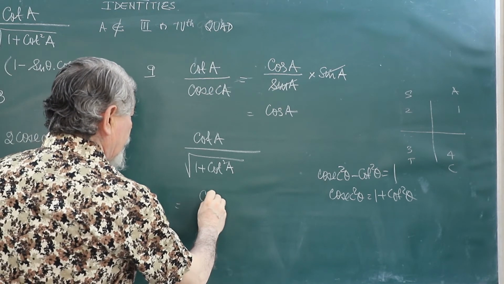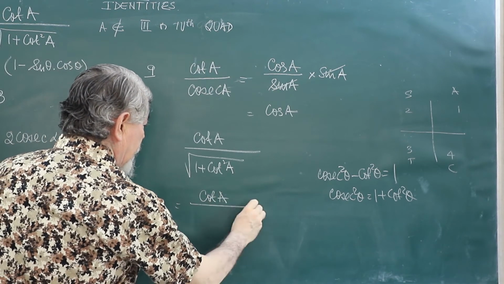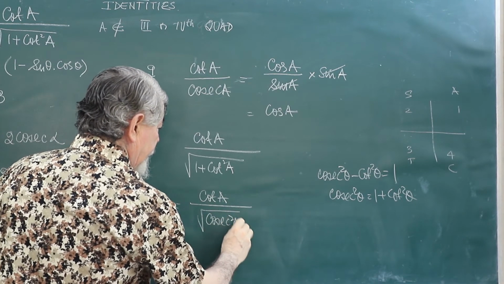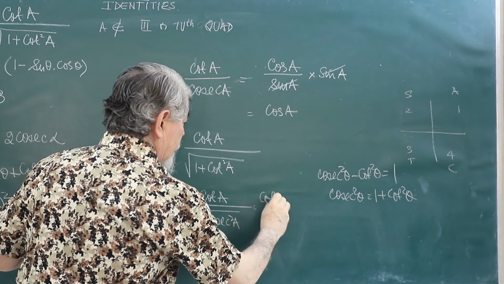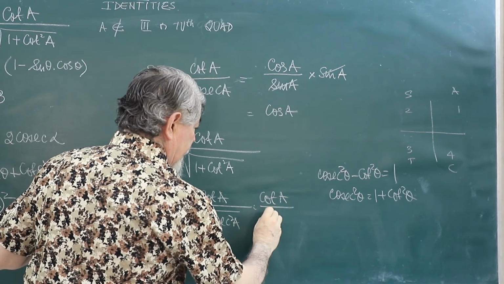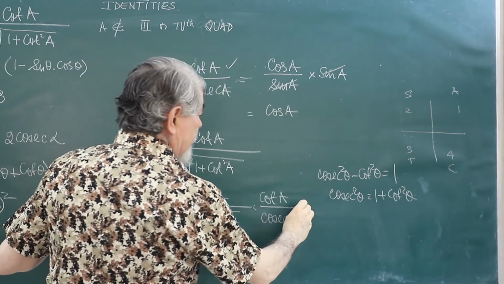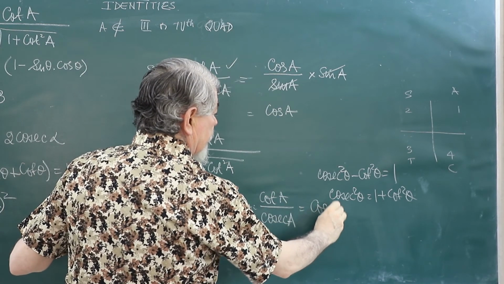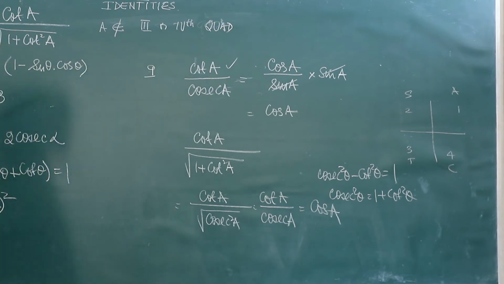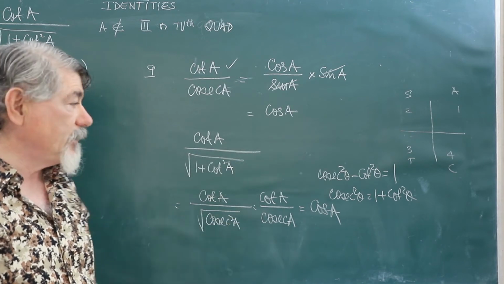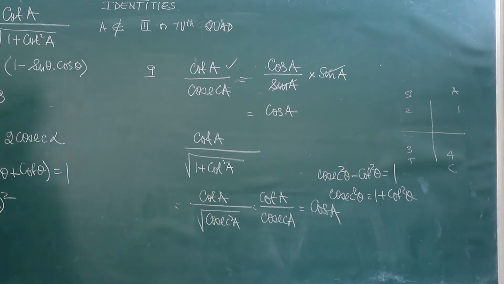So it will become cot A upon under root cosec square A, which is cot A upon cosec A, which is again the same thing as before. And this will be equal to cos A, because cot can be written as cos upon sine, and the sine will cancel. You will get cos A as the value. So this is question number 9.